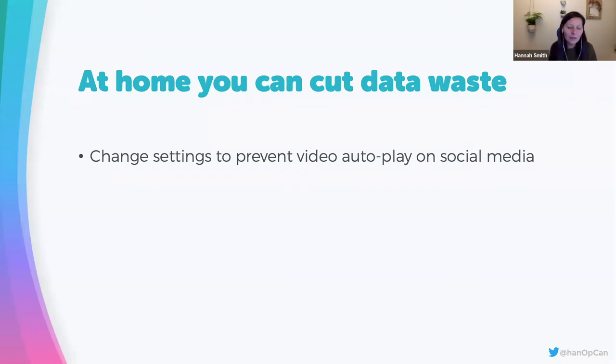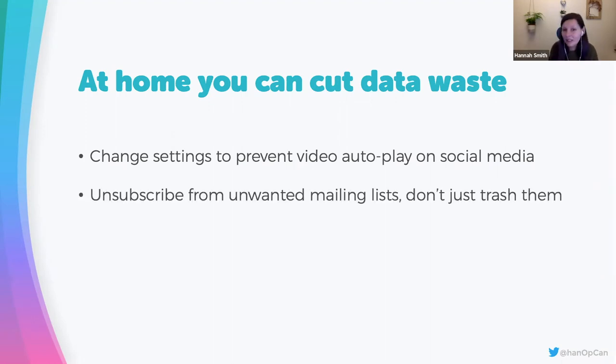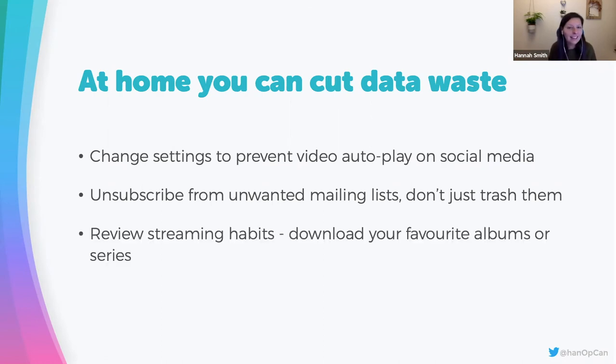So pretty much every social media platform now, including Netflix, has a setting where you can turn off video autoplay. Something else to think about: unsubscribe from unwanted mailing lists. So rather than just deleting them, actually unsubscribe, so those emails are not being sent to you in the first place and they're not using energy to arrive to you.